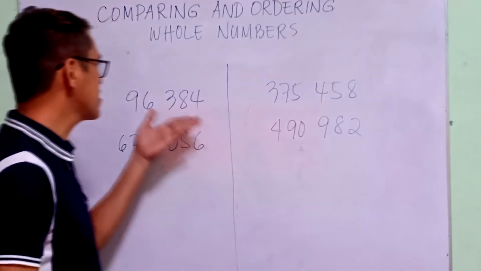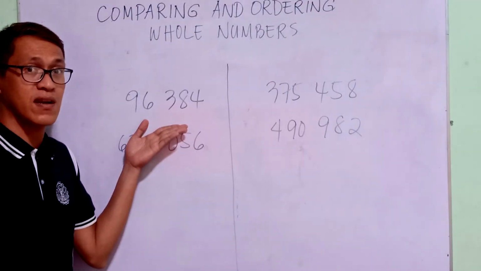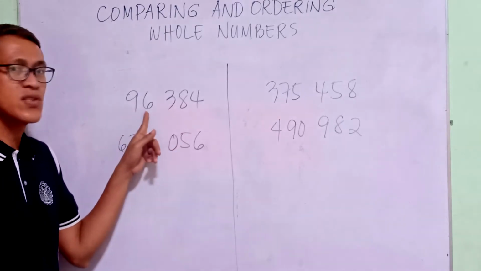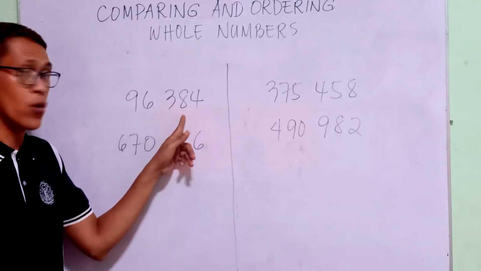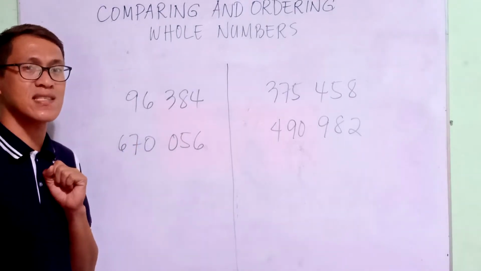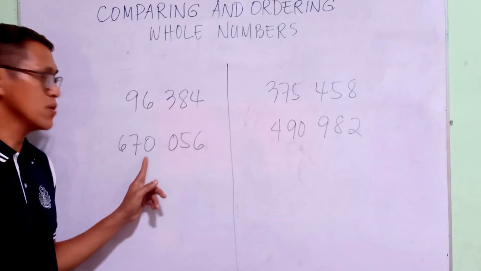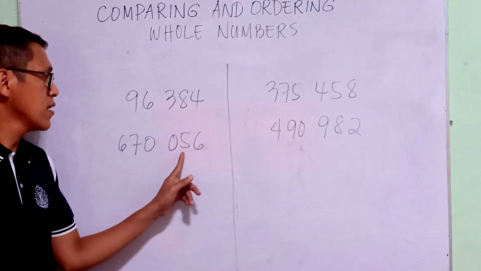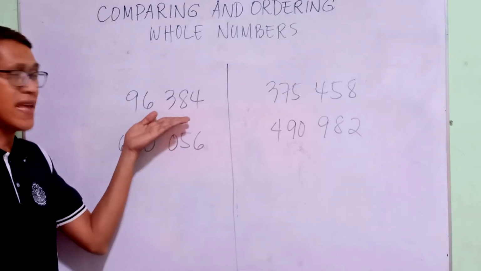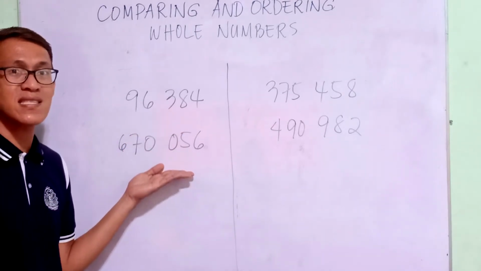Take a look at these two numbers here. Can you tell me how many digits are there in this number? Let's count. 1, 2, 3, 4, 5. The first number has 5 digits. What about the second number? Let's count. 1, 2, 3, 4, 5, 6. It has 6 digits. Now, again, the first number has 5 digits, while the second number has 6 digits.